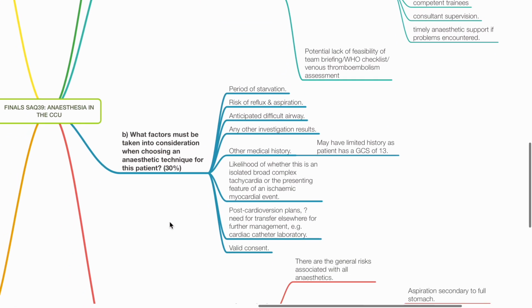B. What factors must be taken into consideration when choosing an anesthetic technique for this patient? This includes period of starvation, risk of reflux and aspiration, anticipated difficult airway, any other investigation results, other medical history. The patient may have limited history as he has a GCS of 13, likelihood of whether this is an isolated broad complex tachycardia or presenting feature of an ischemic myocardial event, post-cardioversion plans, whether there is a need to transfer elsewhere for further management, such as cardiac catheter laboratory, and valid consent.